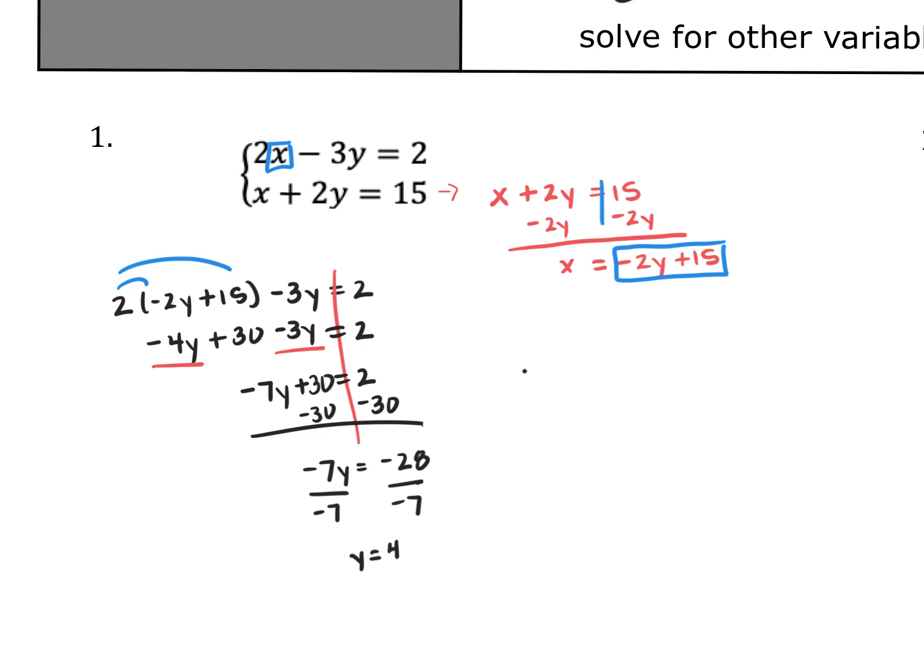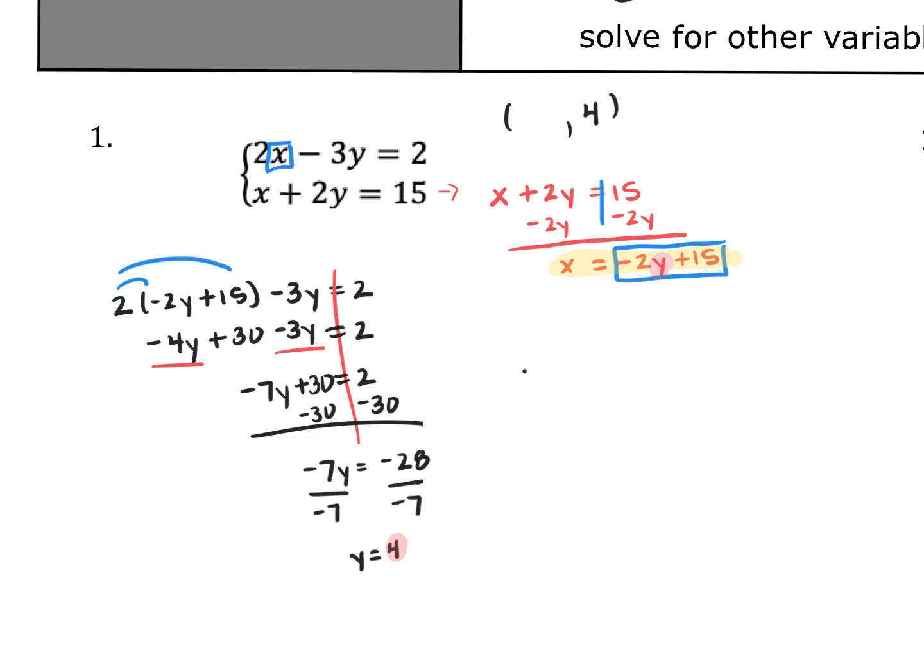Okay, so now that I have my y, I need to find my x. So I'm going to put my solution up here, my ordered pair up here. Okay, my y is a 4, so I'm going to put a 4 where the y is. So now I need to find my x. The easiest way to do that is this one right here that you created. If you got x all by itself, then all we're going to do is stick this y that we just found in this y spot right there.